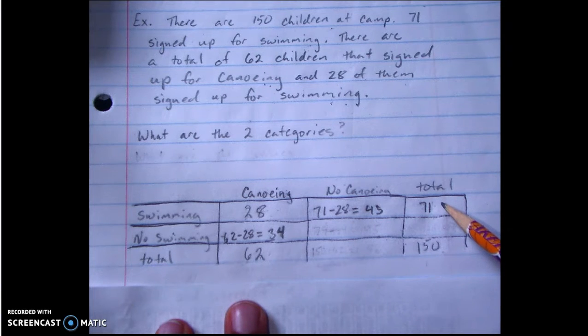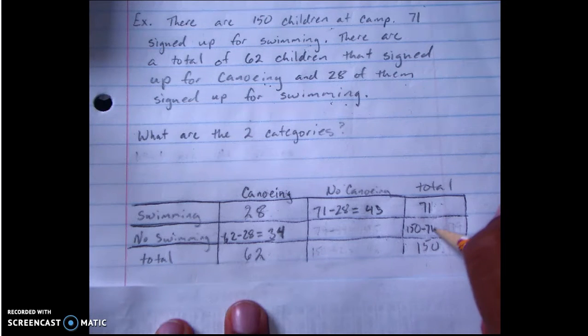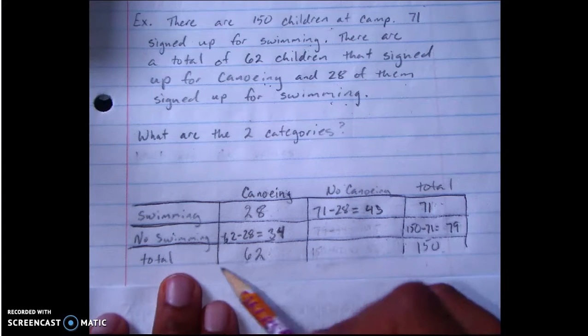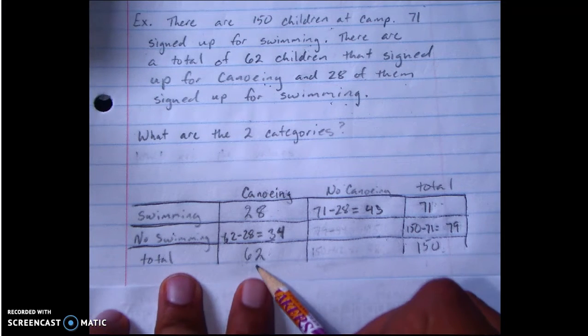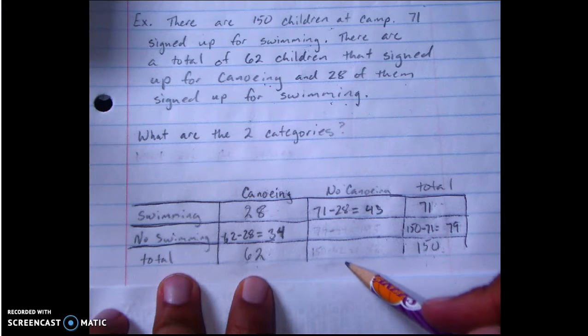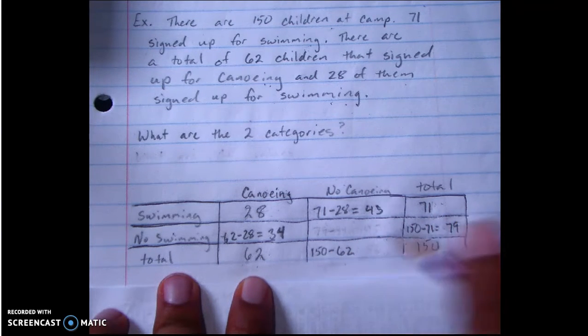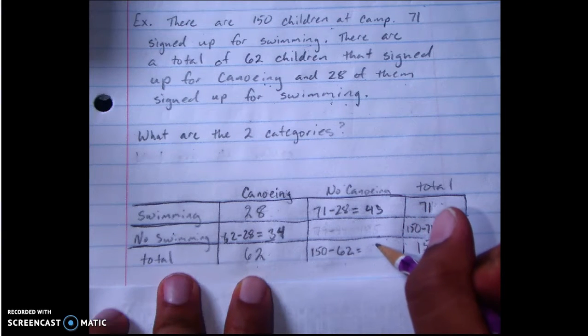We have a total of 71 students who wanted to swim, and we have 150 total students. So out of the 150, how many did not want to swim? We would go ahead and subtract 150 minus 71, giving us 79. Same thing over here. We had a total here of 62 who wanted to canoe and 150 total students. So how many did not want to canoe? Well, you take the 150 and subtract the 62, giving us what? 88.